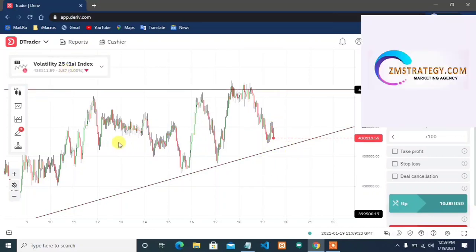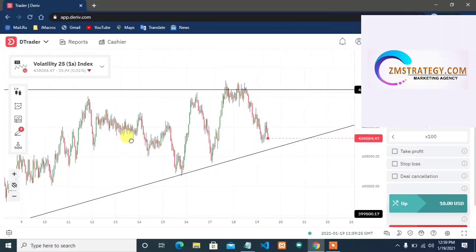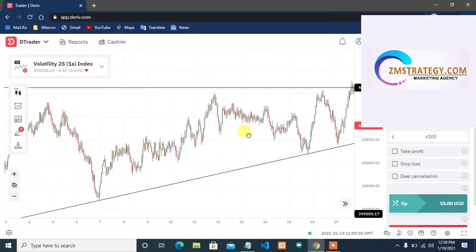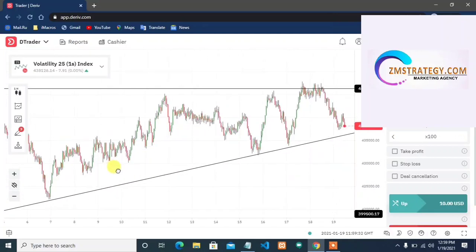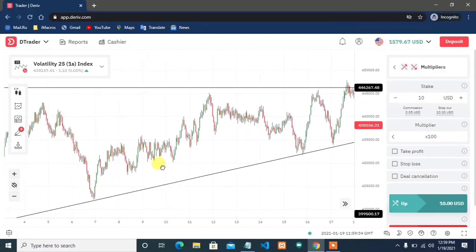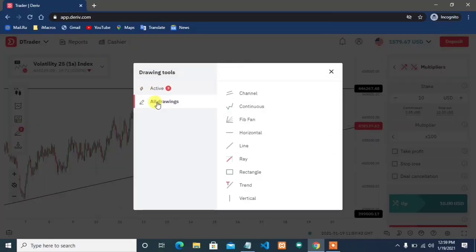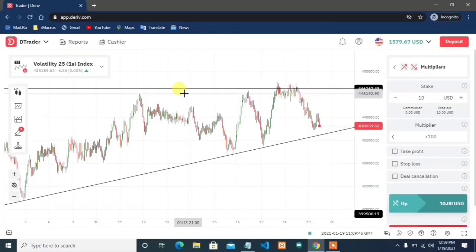So let's see if we can draw another line here. Okay, this is another spot again where you can draw your support line. So we'll get to here, your resistance line. You can see there was a reverse at these two edges.